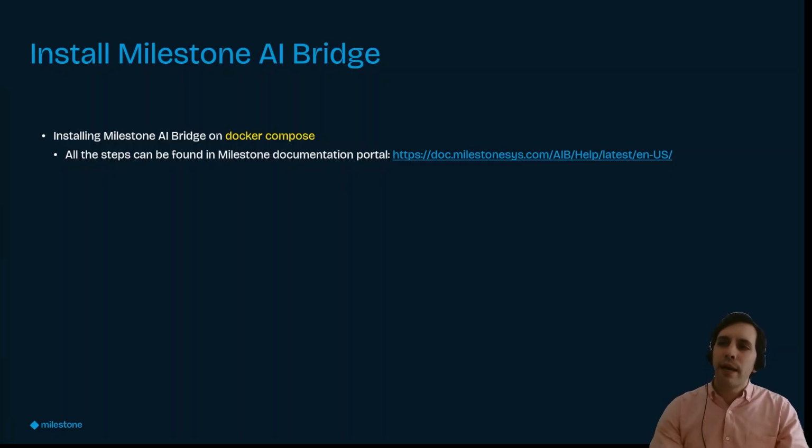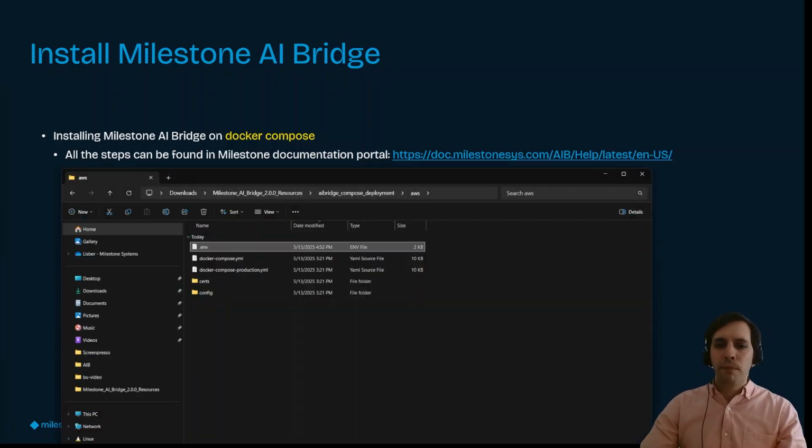All right, now that we have a Milestone basic user created, the next step is to inform about this user prior to the AI Bridge installation. Since we are using a Docker Compose installation, let's go back to the zip file that we downloaded from the Milestone download page. Inside the zip file, there is a folder called AI Bridge Compose Deployment, and then a subfolder with AWS. Within that folder, we will find the environment variable file. Let's open this file.